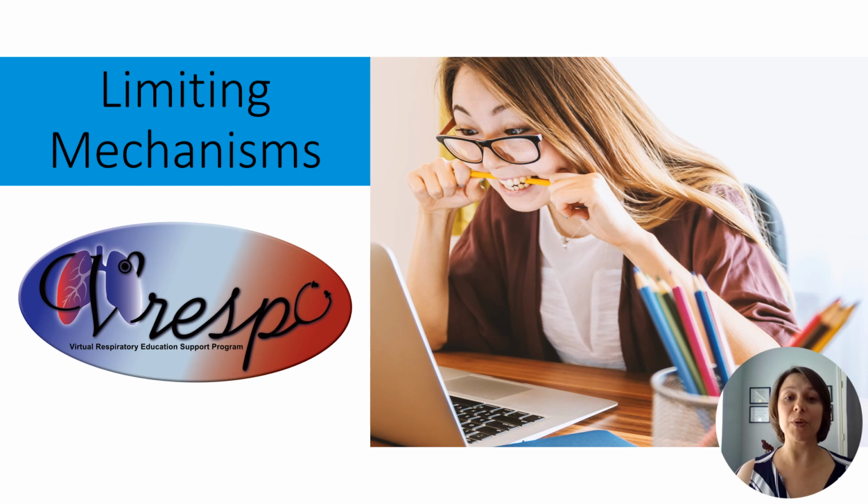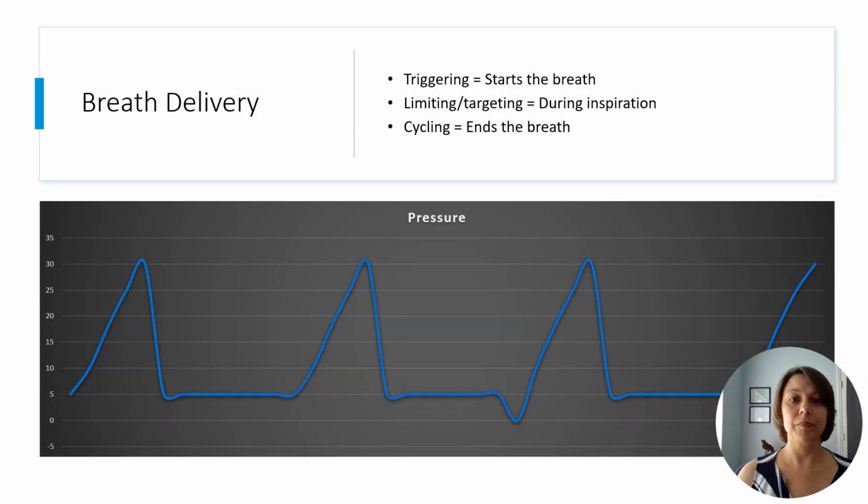In the last video, we talked about triggering mechanisms. In this video, we're going to concentrate on the limiting mechanism. First, let's take a quick moment to review breath delivery. When we did our first video, we talked about the triggering mechanism. That's what starts the breath. In this lesson, we're going to talk about the limiting mechanism. That's what is delivered during inspiration. And then in the next video, we'll talk about the cycling mechanism, which is what is actually going to end the breath.